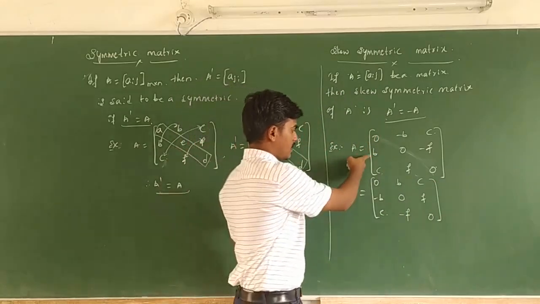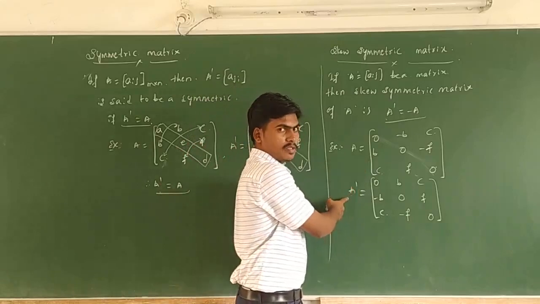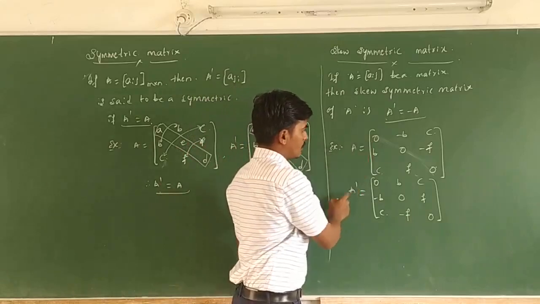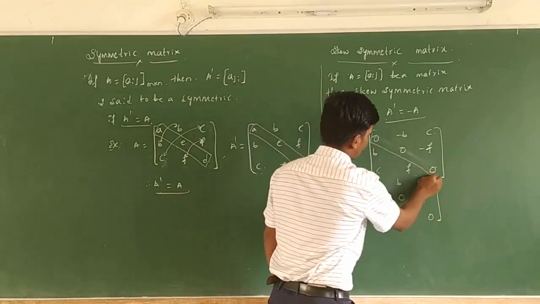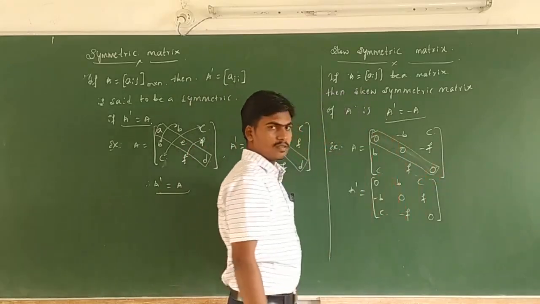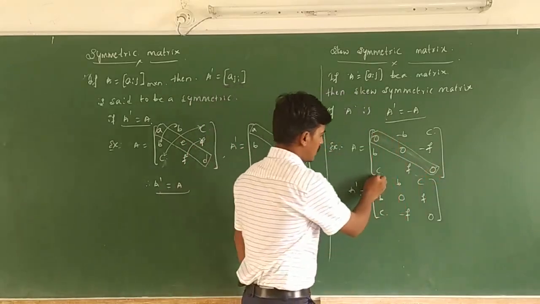Here observe, this is the matrix A and this is the transpose of the matrix. Observe these two matrices. These are diagonal elements, right? These are diagonal elements and these are diagonal elements.